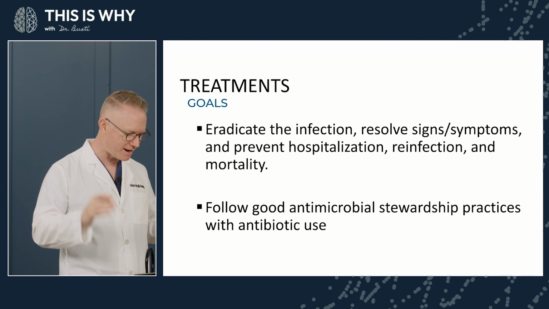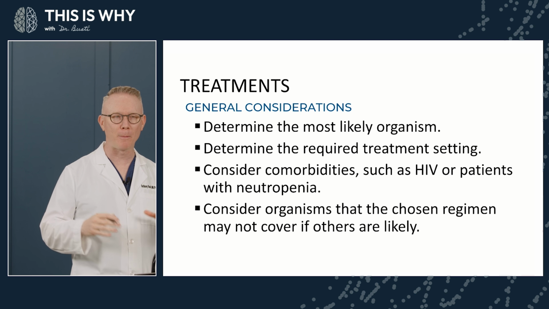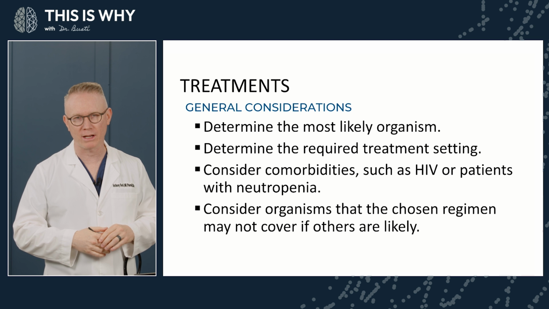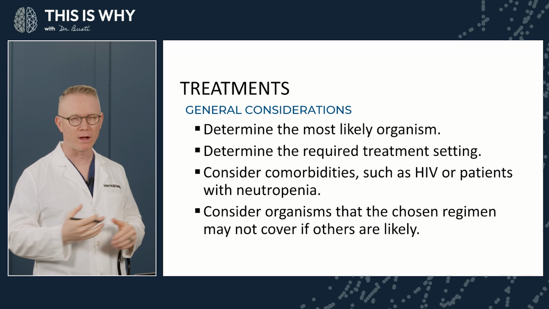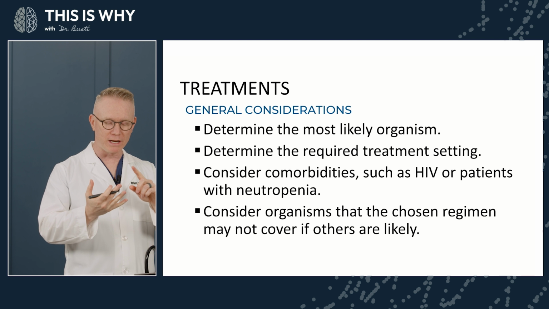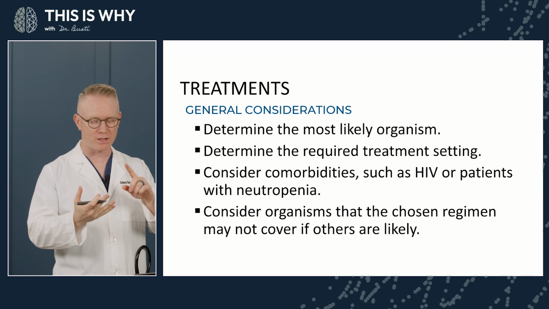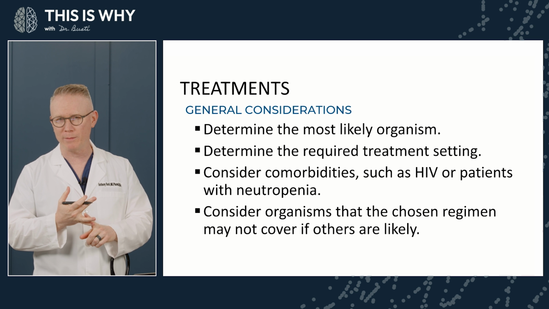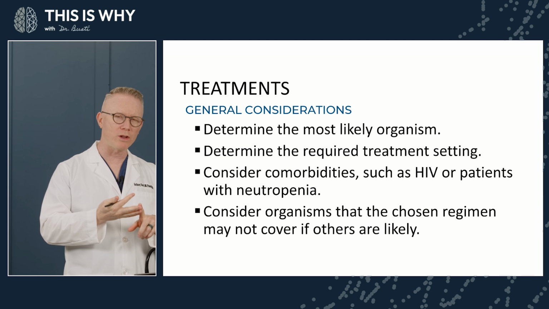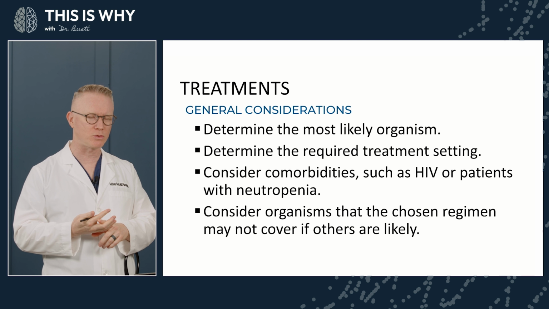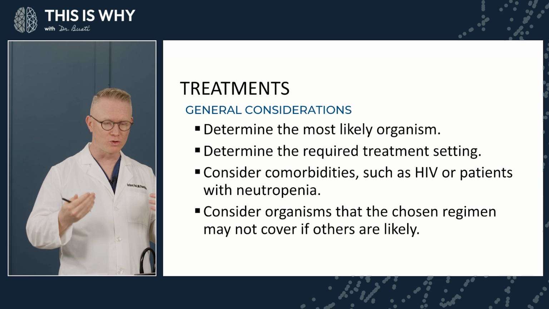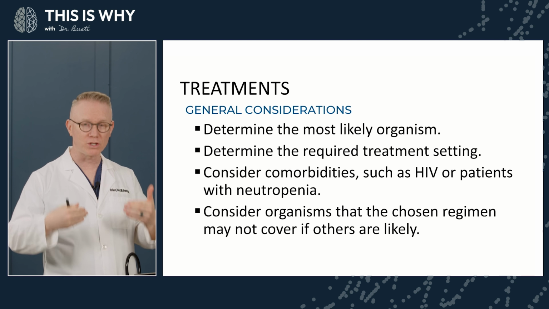Okay, I beat that to a pulp because it's important, guys, because we're going to run out of options, and then we create these super bugs, right? So we need to think about what are the most likely organisms. Where is their treatment setting, inpatient, outpatient? What are their comorbidities, including even things like HIV and patients with neutropenia, where their immune system may not be sufficient to fight for them.